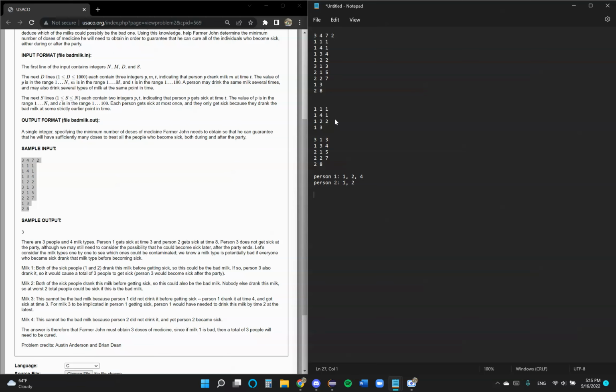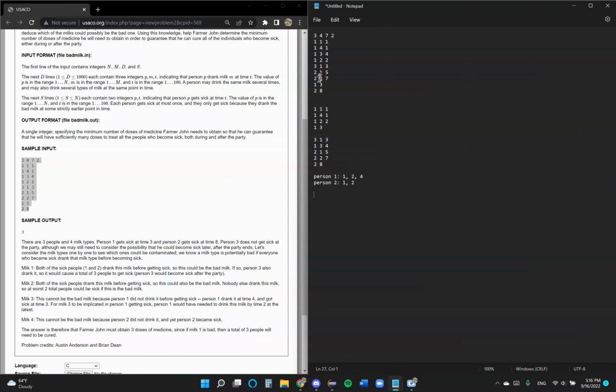So he's trying to find the minimum number of doses of medicine that he needs to obtain so he can guarantee that he will have sufficiently many doses to treat all the people who become sick. What this is basically saying is that we have to find the maximum amount of people that could have been infected from one contaminated milk. So we have to go again through all of the input values and see how many people drank milk 1 or how many people drank milk 2.